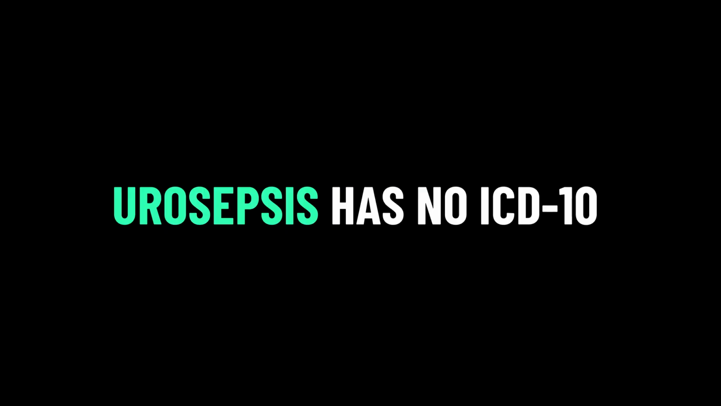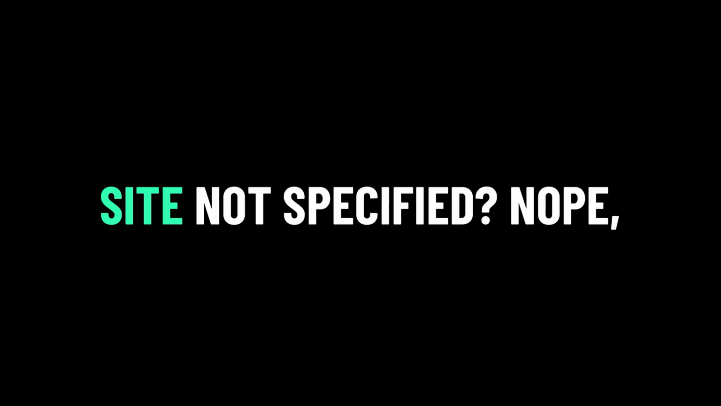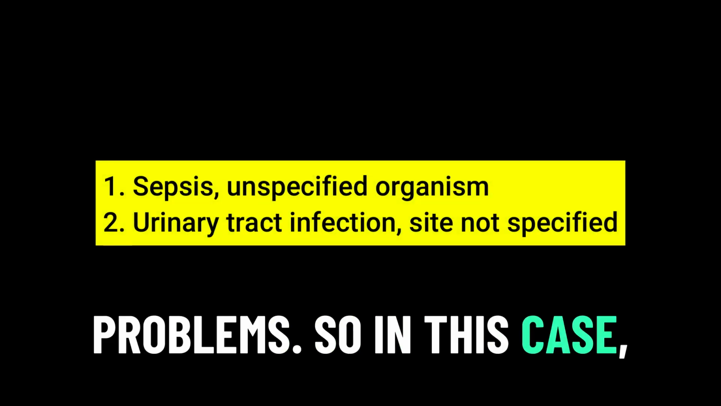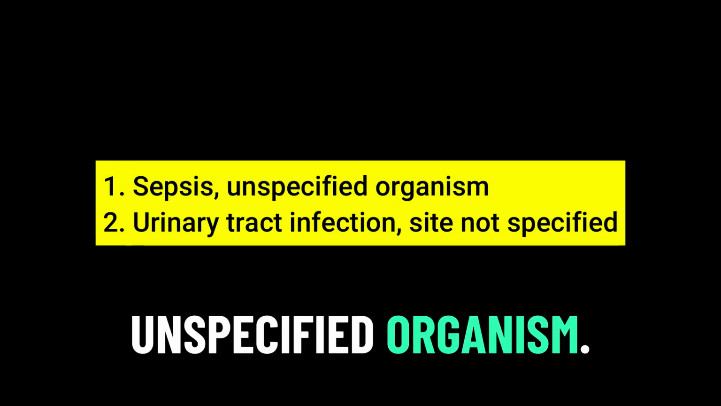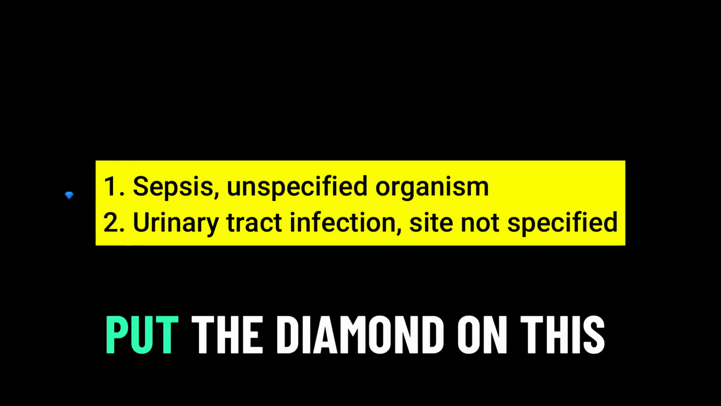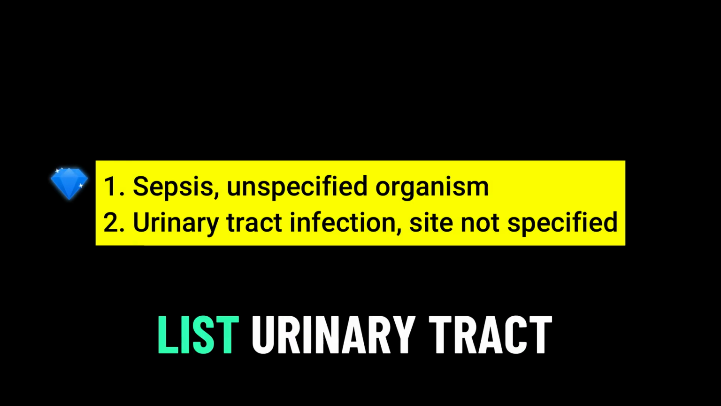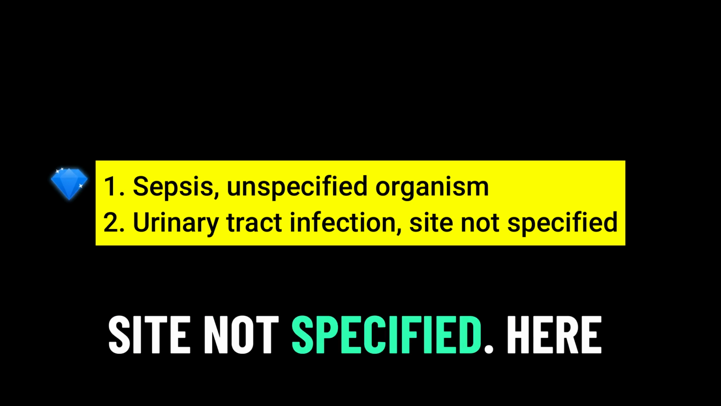As another example, urosepsis has no ICD-10 code, so which ICD-10 code should you use? Urinary tract infection site not specified? Nope, this is a lame ICD-10 code. Start with the most serious diagnosis first and then list all other problems. So in this case, you'd start with sepsis unspecified organism, and if you're using EPIC, put the diamond on this diagnosis to show it's the principal diagnosis, then list urinary tract infection site not specified.